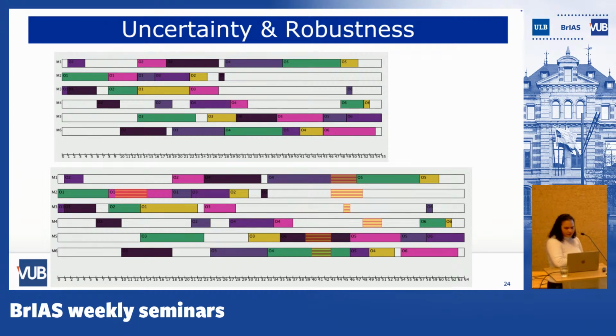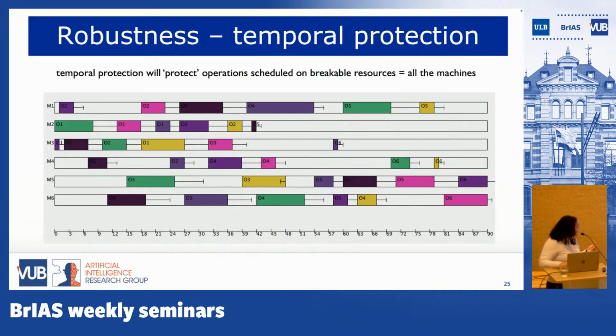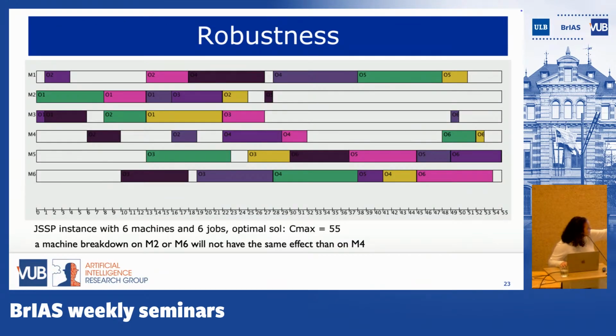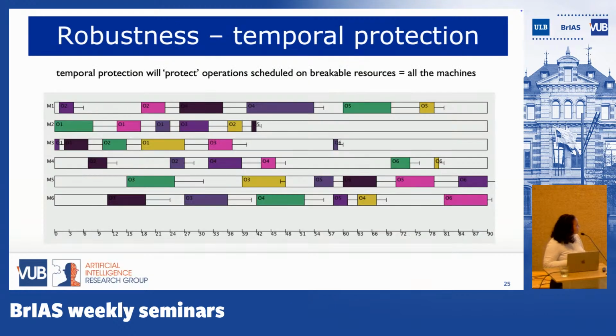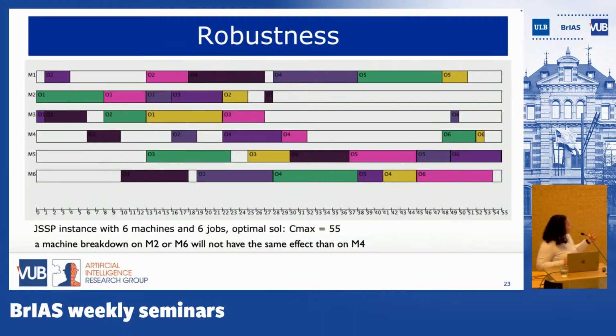So if you protect all the operations here, then you will be telling the user, assuming this is days, that if for the optimal solution you only needed 55 days, let's say, and if you protect everything, you will say that you will need 90 days. So our objective was to take into account in the original solution how critical the machines are. So here we can say that a machine breakdown on machine 2 or machine 6 will not have the same effect as on machine 4.